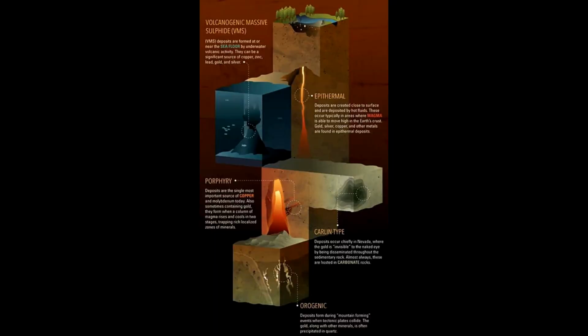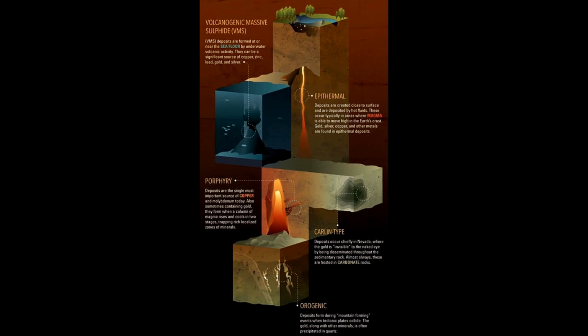So I want to talk about some of the different types of gold deposits that form, at least how they form originally in the earth as a hard rock deposit in place in the rock. Now, this little diagram lists several different types, several major types.